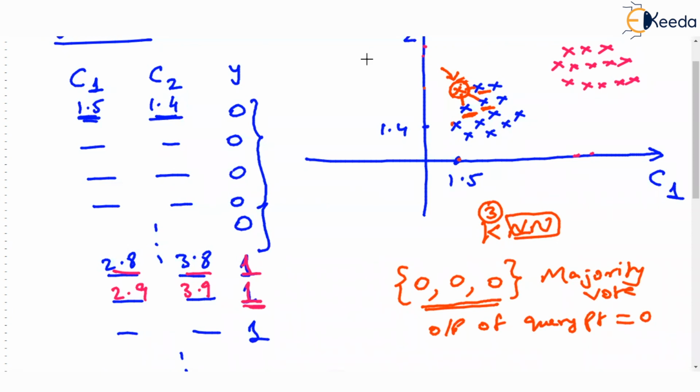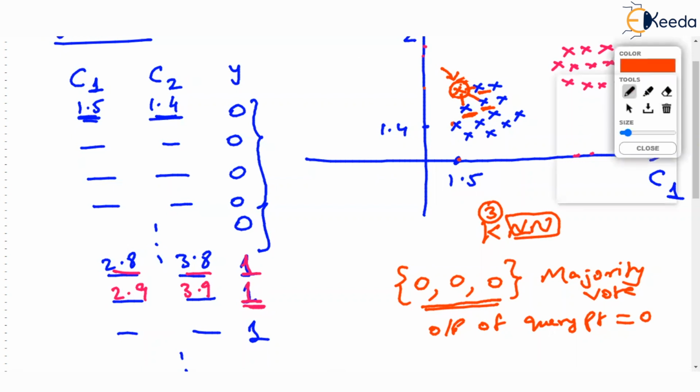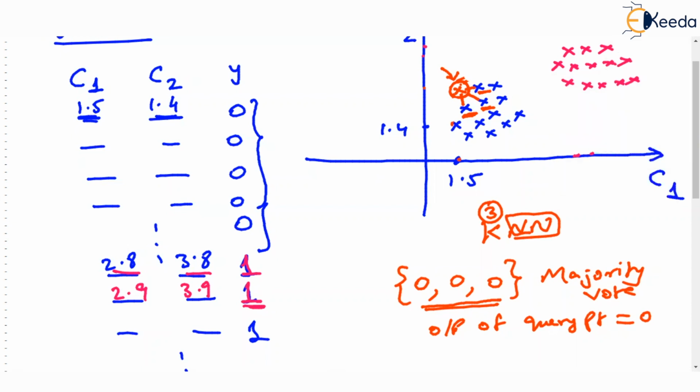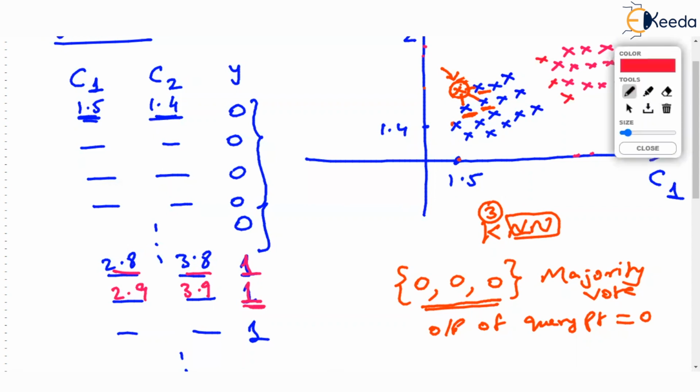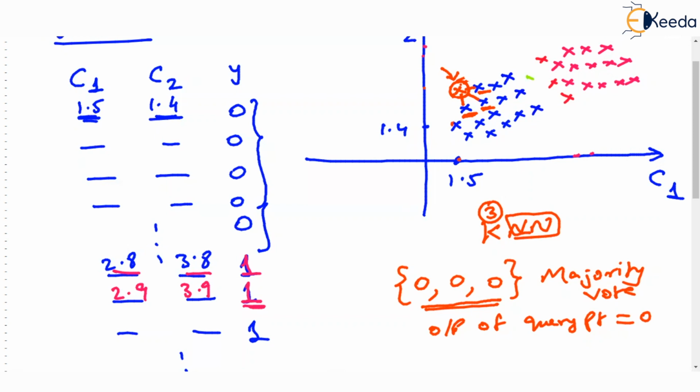I hope you have understood what exactly is k nearest neighbor. Now just imagine, just for fun, I'm introducing some more points here. All these blue points are 0 class. Red points are 1 class. Now imagine we are given some unseen point, some new point over here. This is our query point, and you are asked which class it belongs to. Whether this new point belongs to 0 class or 1 class.